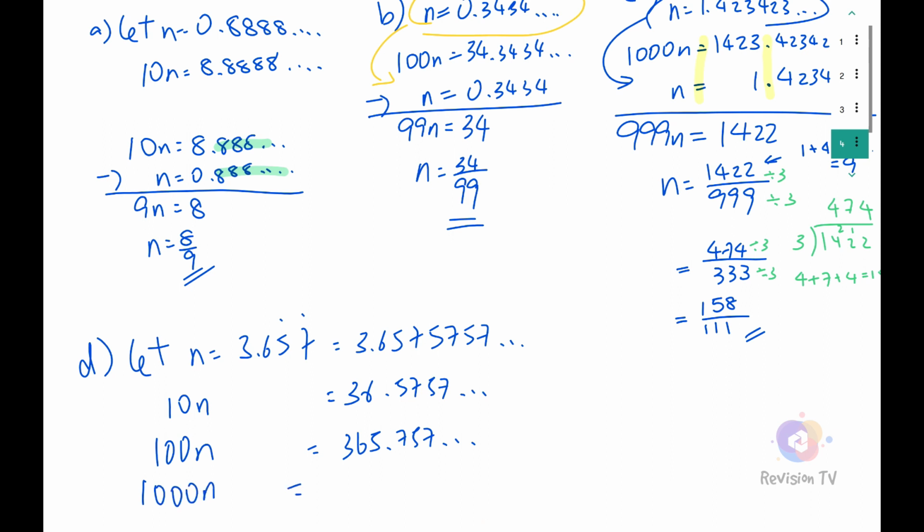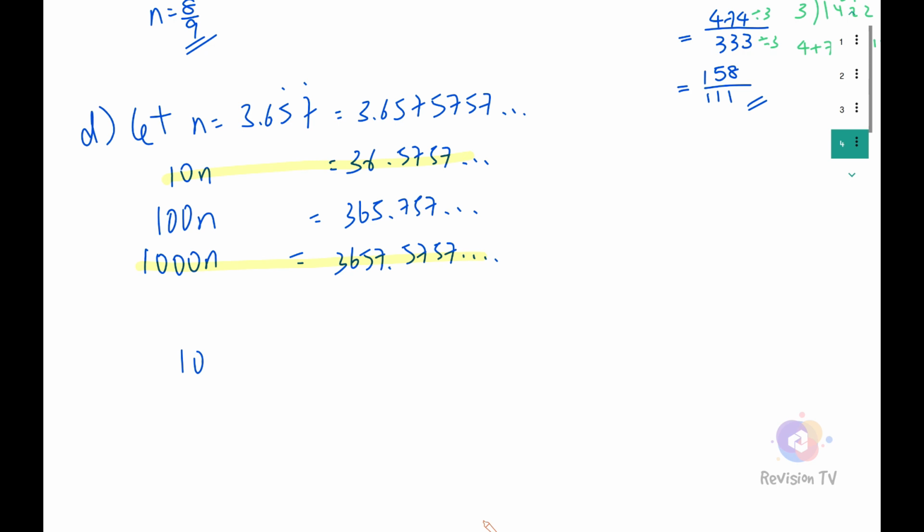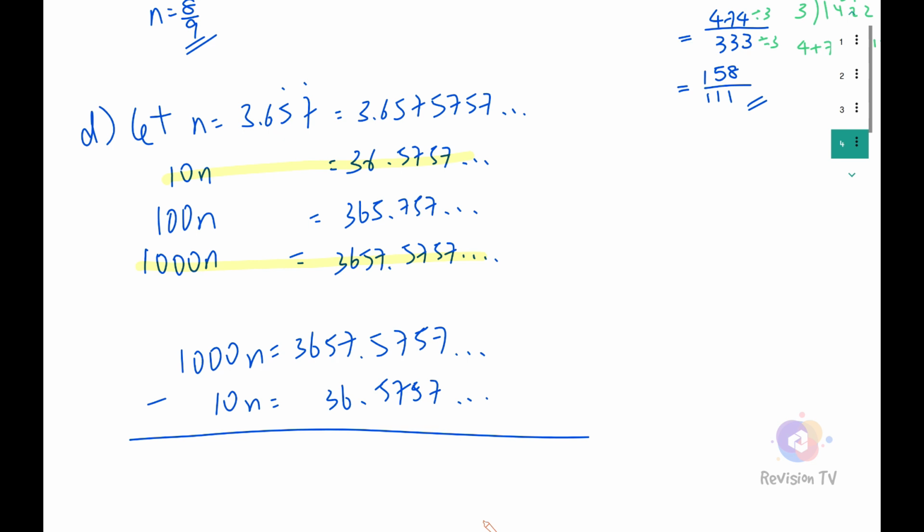1000n will be 3657.5757. Oh, this time it's matching. So I can see this one and use this one and that one. So next step, I'm going to write 1000n equals 3657.5757. Subtract 10n equals 36.5757. Subtract them, and then you get 3621. Those are gone. 1000n take away 10n is 990n.